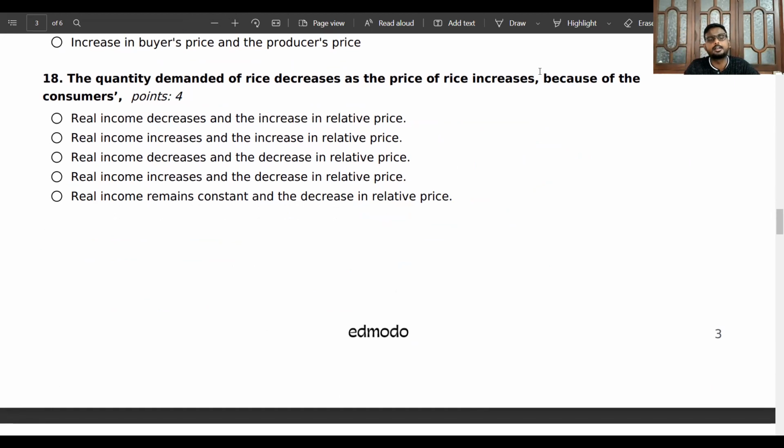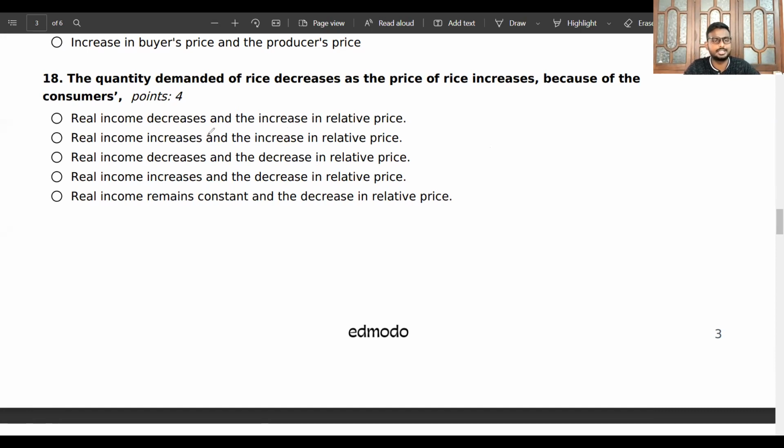The quantity demanded of rice decreases as the price of rice increases because of what's happening to the consumer's real income, and what's happening to the relative price. That's what this question is about. So real income is related to the income effect of a price change, and the relative price is the substitution effect of the price change.